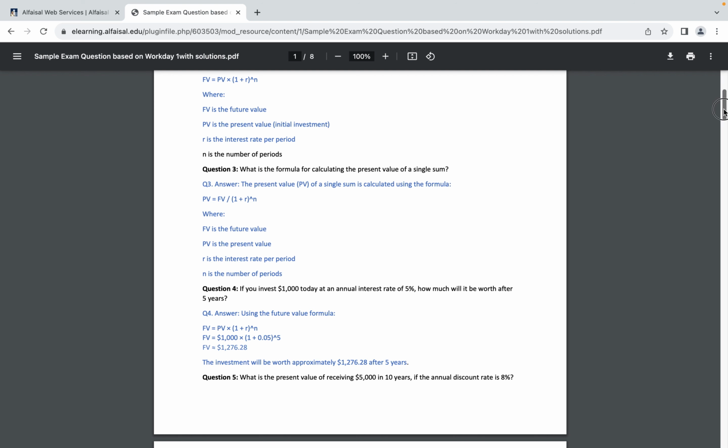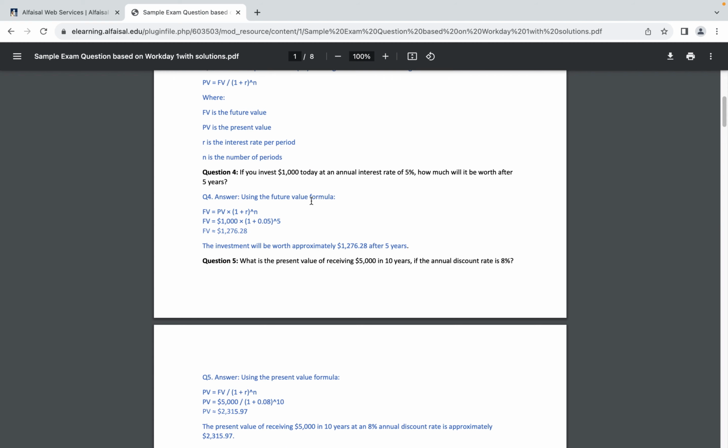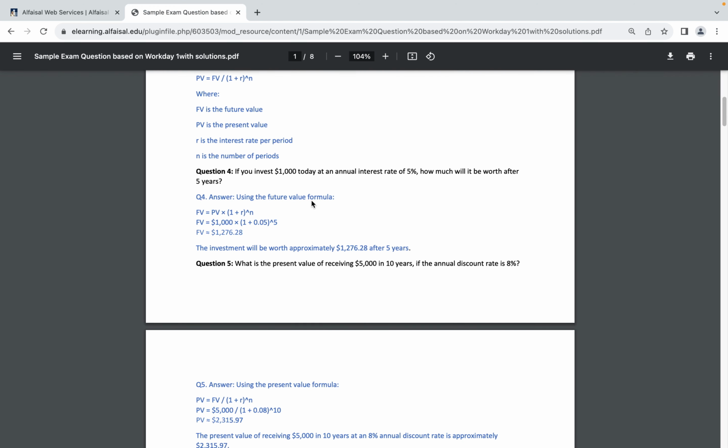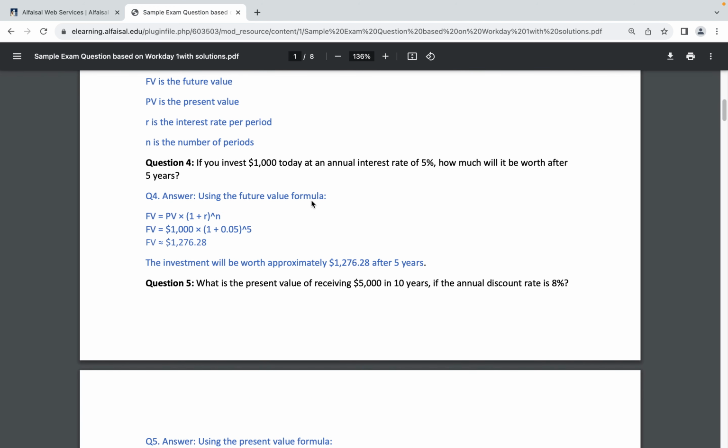Moving on to question 4. If you invest $1,000 today at an annual interest rate of 5%, how much will it be worth after 5 years? Now, here we're asked to move $1,000 along that timeline 5 years into the future. And you're going to come across choices like this all the time in your private life and in your organizational life, where you're asked to deposit some money, you know what the interest rate is, and that refers to an annual interest rate, and you have to understand what it will be worth after a number of periods.